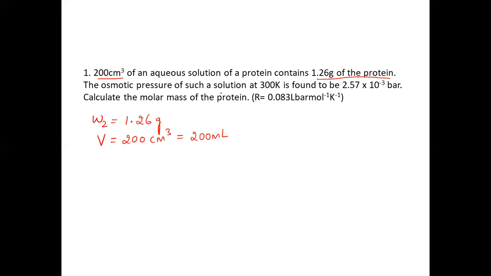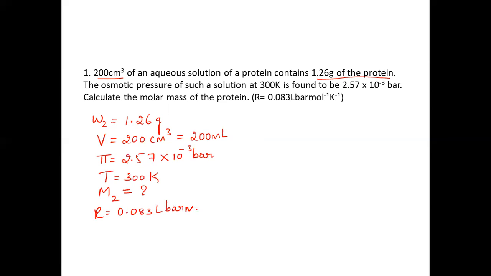The osmotic pressure of such a solution at 300 Kelvin is found to be 2.57 into 10 to the power of minus 3 bar. This is the osmotic pressure, and the temperature given is 300 Kelvin. Calculate the molar mass of the protein. So here molar mass has to be calculated, that means M2. And the R value is also given. Usually it will be given in the question itself, in liter bar per mole per Kelvin. So this is the given data from the question.